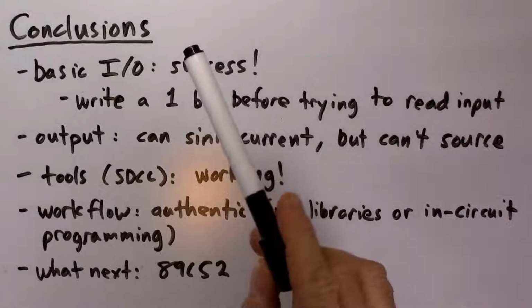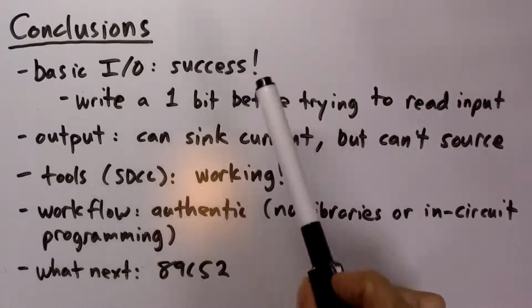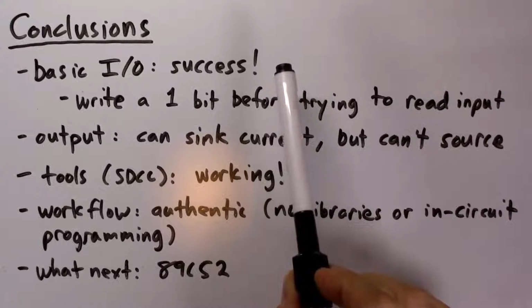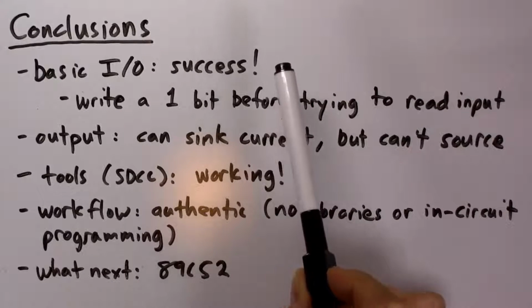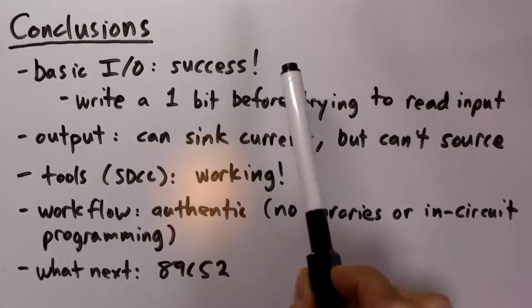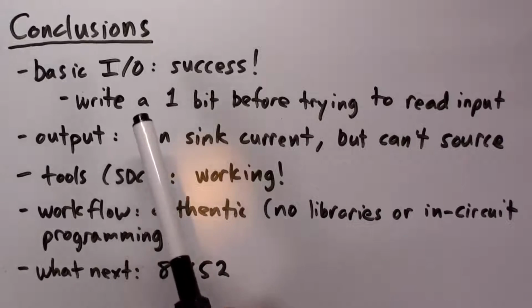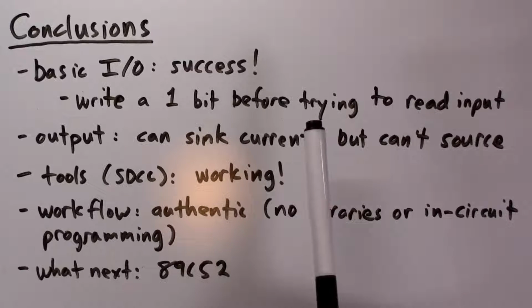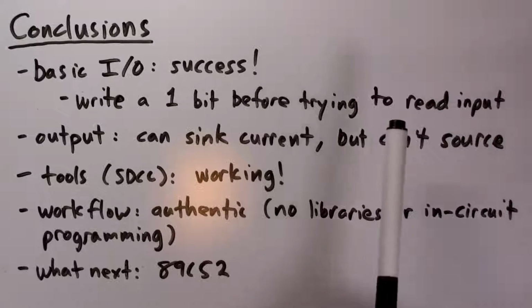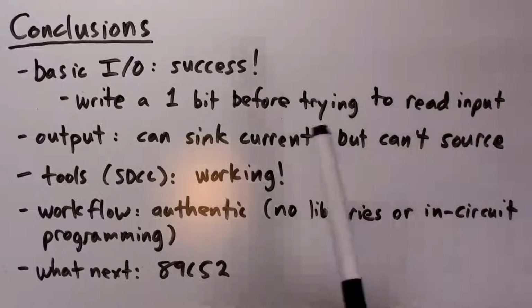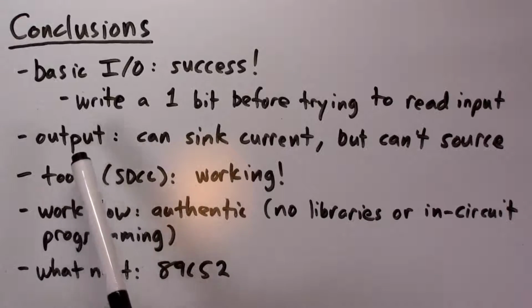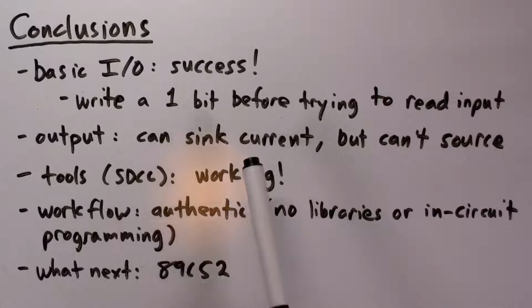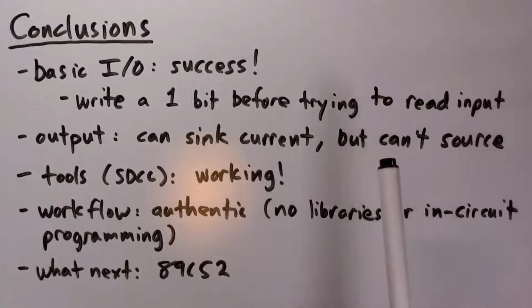All right, so this is a good place to wrap up, and essentially I will declare these experiments a success. We were able to do both digital output and digital input using the 89C2051. One thing we did note is that you need to write a 1 bit onto a port before you can actually read input from that bit of the port, but that's not a big deal. We can do that. As far as output is concerned, we also noticed that the output pins can sink current but cannot source current, and that's not such a big deal.